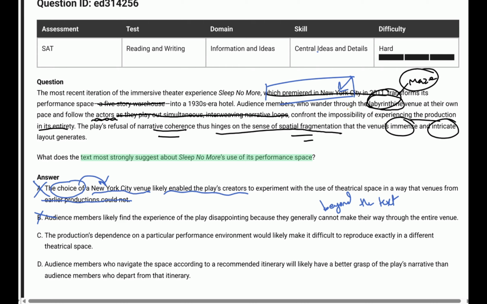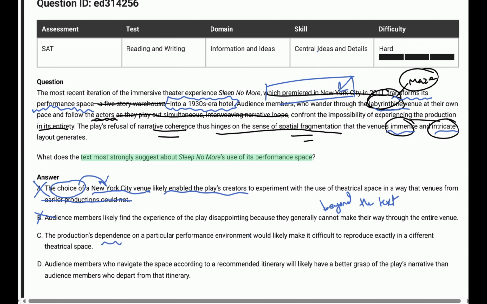I think that is fair enough to say because the first sentence is talking about the specific transformation that happens in their space into a different specific type of area, a 1930s era hotel looking place, and it's labyrinthine and immense, intricate, etc. But it's very specific, it seems, and considering its confusion, it does seem like it would be pretty difficult to reproduce. I'd say this is okay. Let's take a look at D.